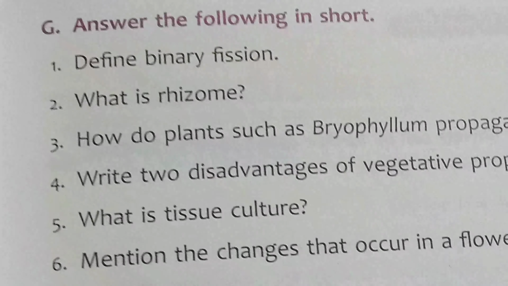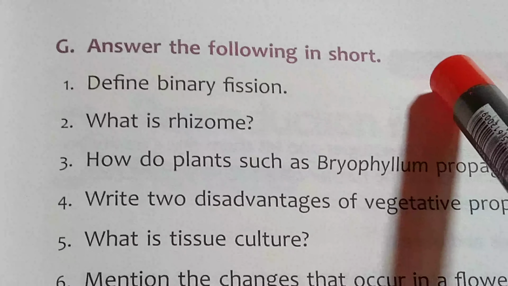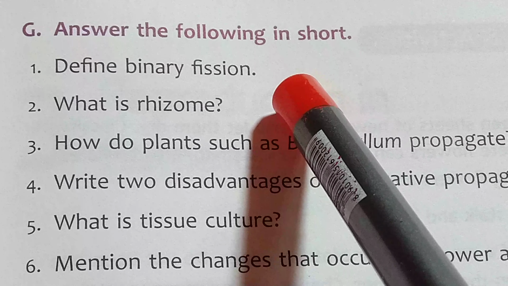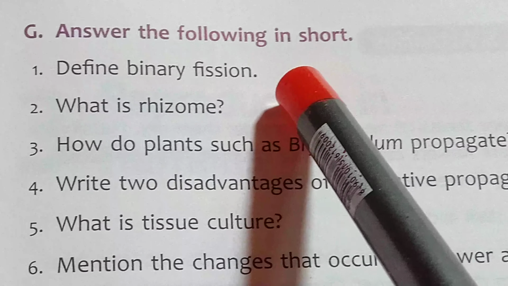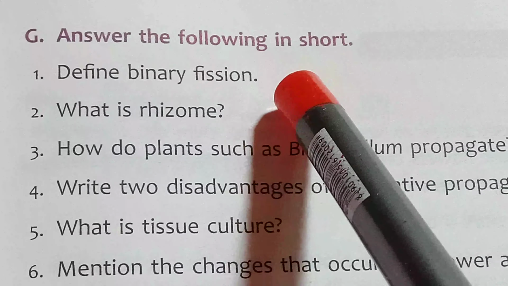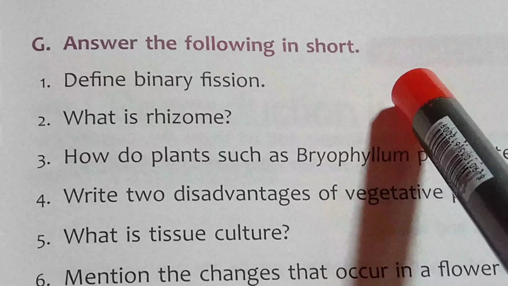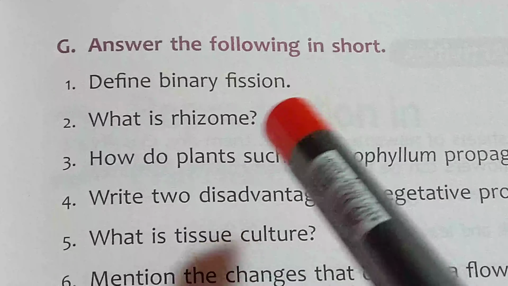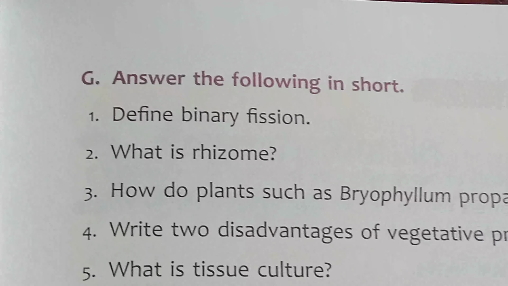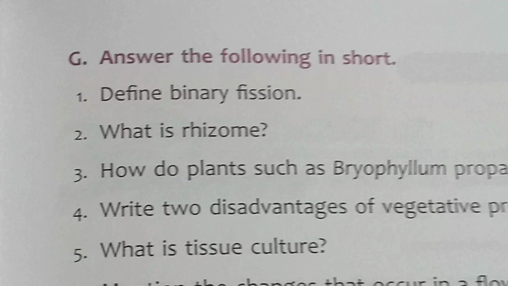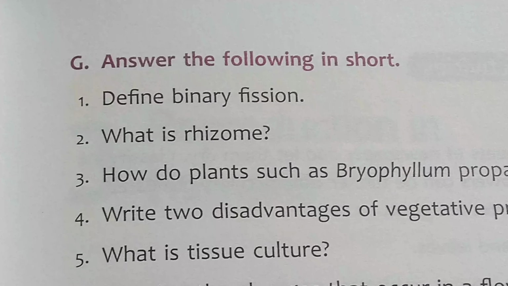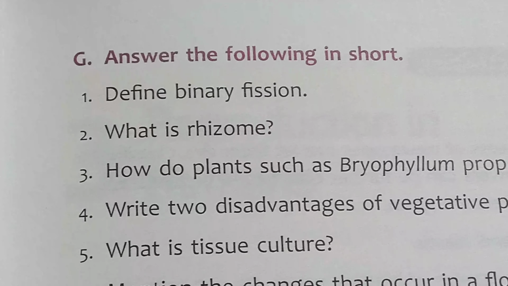Next, answer the following in short. Binary fission. What is binary fission? Binary fission is an asexual reproduction process whereby the parent organism divides into two equal-sized daughter cells. That is binary fission. What is rhizome? Rhizome is a short branched underground stem. It has distinct nodes and internodes through which it can grow into an individual plant.